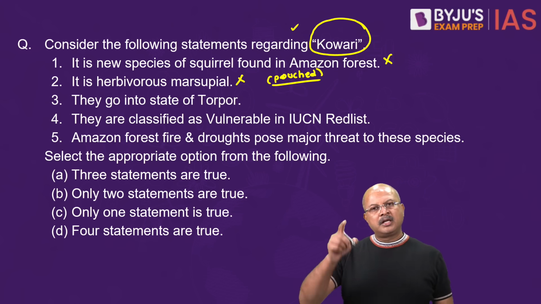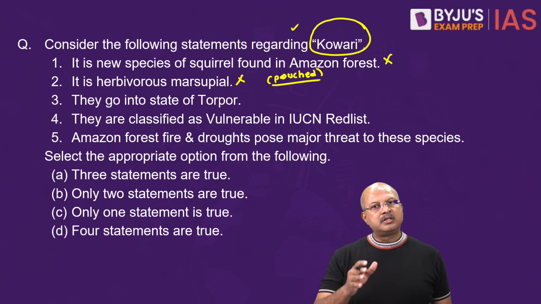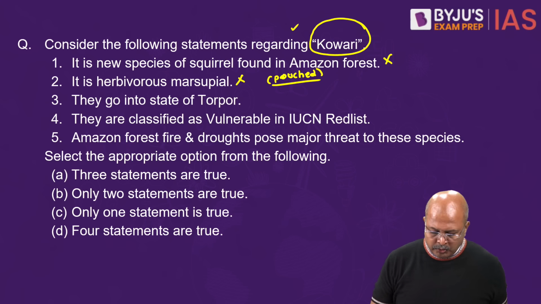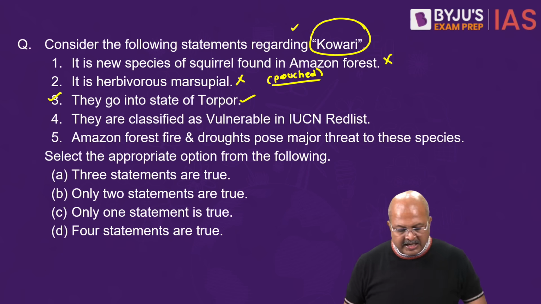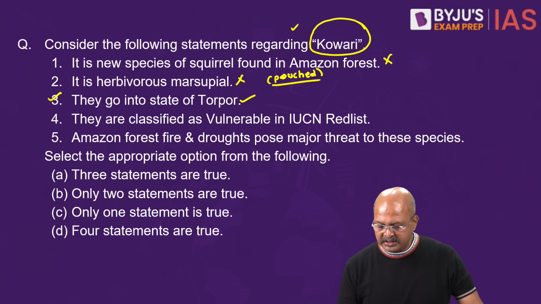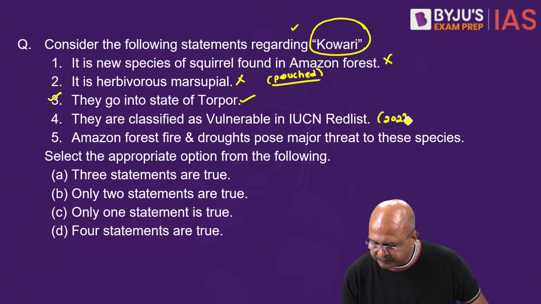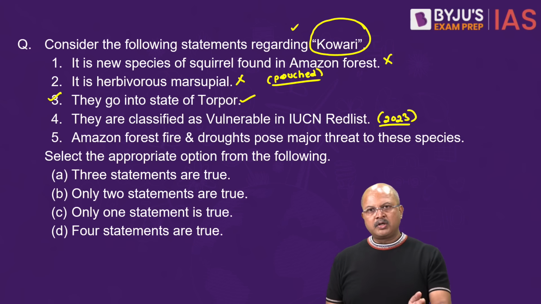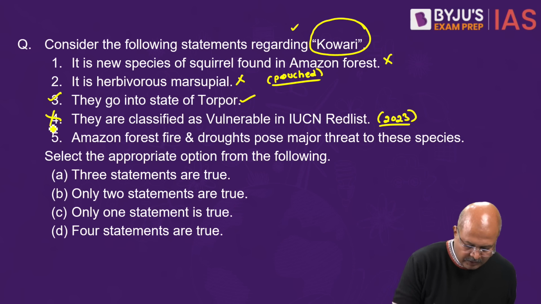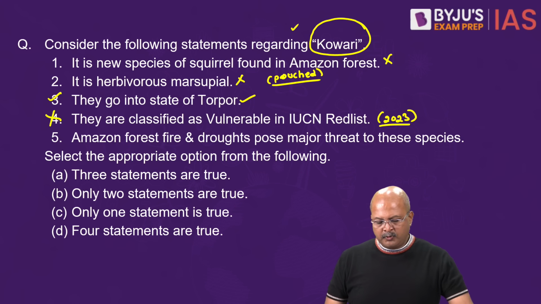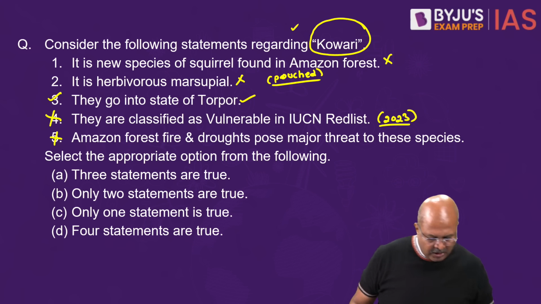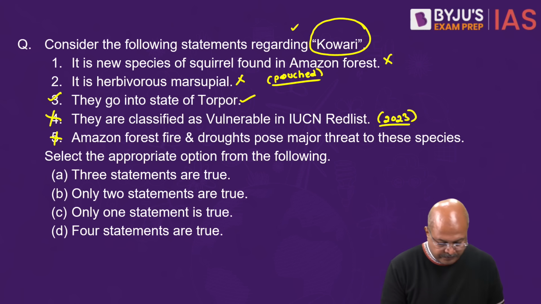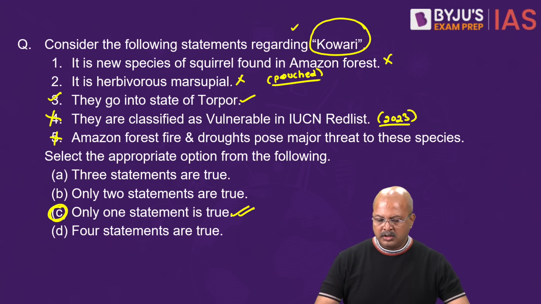And here you should remember the Weber line or the Wallace line. They go into a state of torpor during the winter season. So the third statement is correct. They are classified as vulnerable in the IUCN Red List. Recently their category has been changed from vulnerable to endangered. Amazon forest fires and drought pose a major threat to these species. This is also a wrong statement. So here only one statement is true.